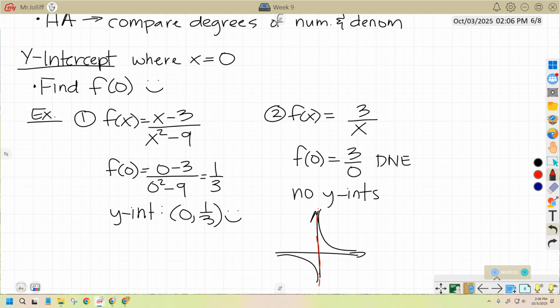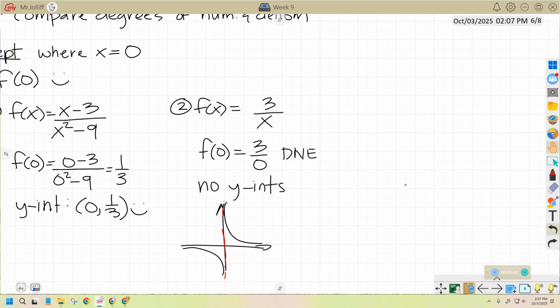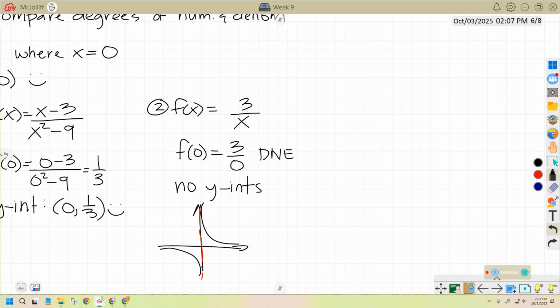And I know there's a vertical asymptote there because I know vertical asymptotes happen at the non-cancelable zeros in the denominator, which would be x equals 0. So that makes sense. I have an asymptote there. I should not have an intercept. Good. Good. One more, because practice is good for us.